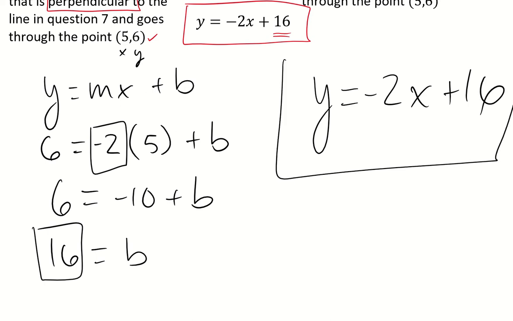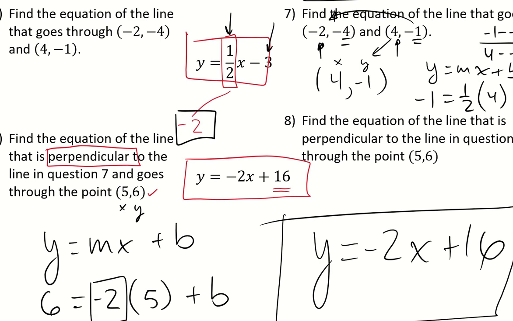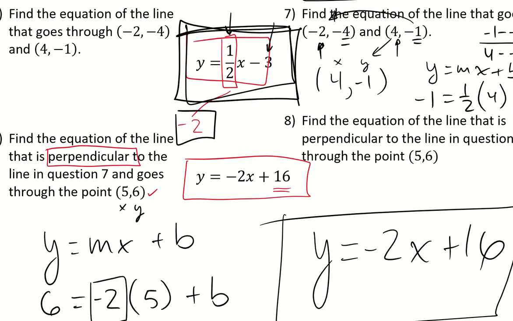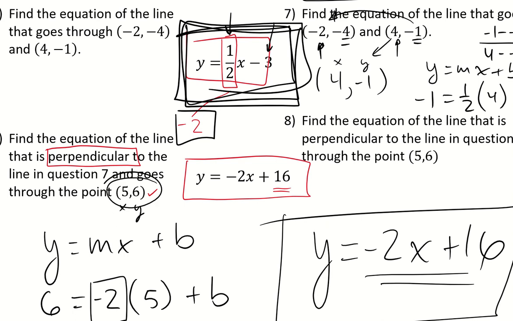This is the equation of the line that is perpendicular to this line. It makes a right angle with this line. They would be at 90 degrees to each other. And this line goes through the point 5, 6.